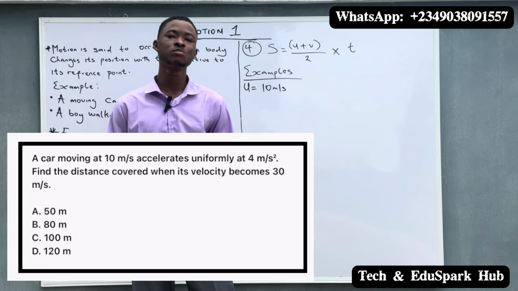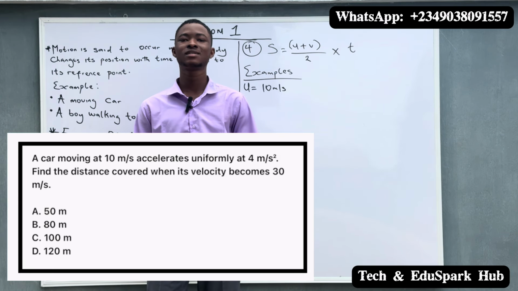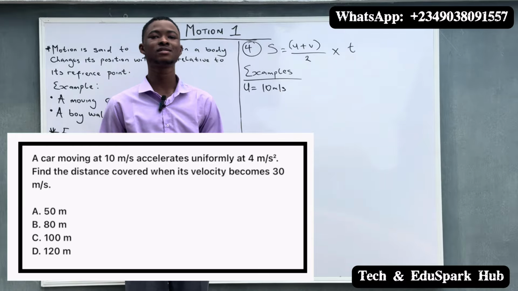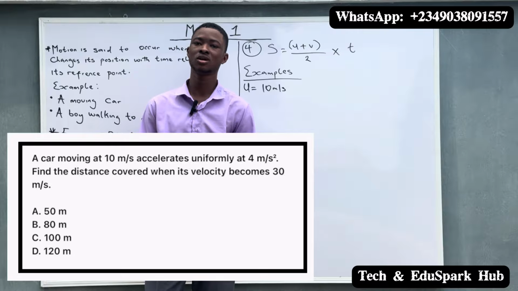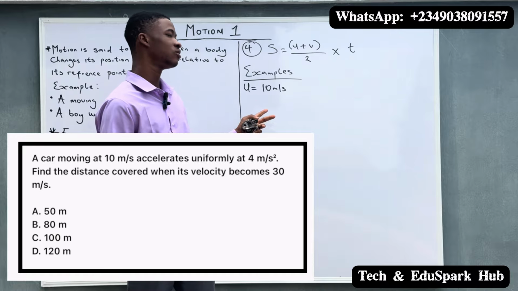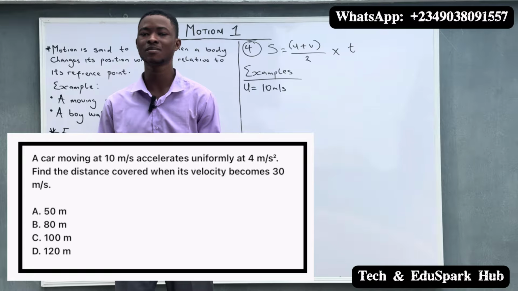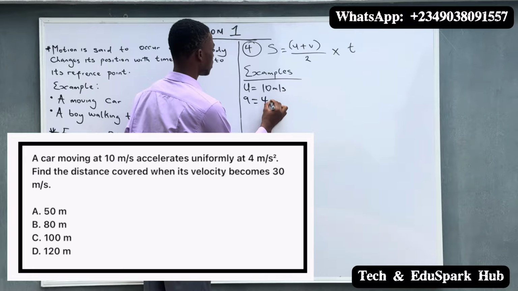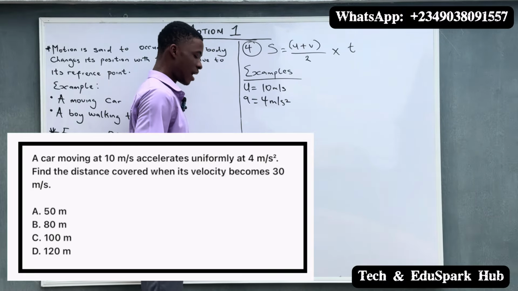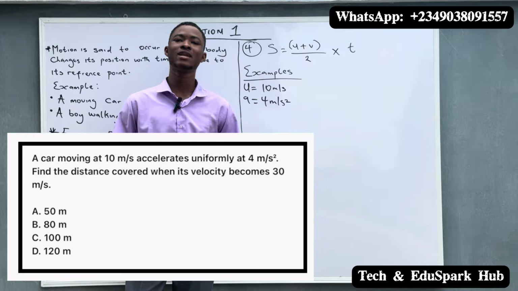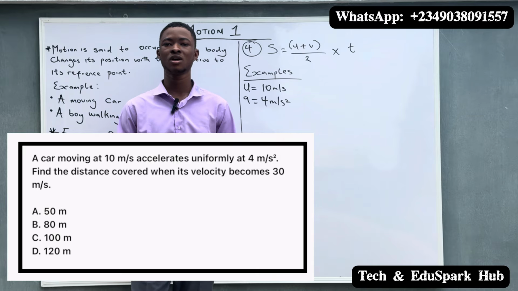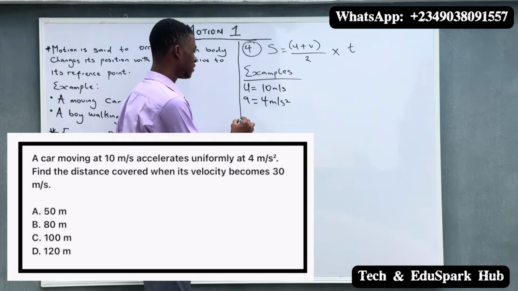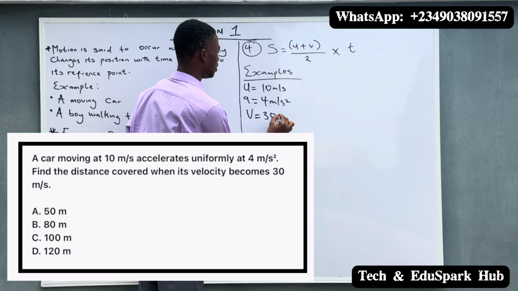So how is our u 10 meters per second and not 30 meters per second? The question says the car is moving at 10 meters per second and accelerating uniformly at 4 meters per second squared. So when the car is moving at 10 meters per second, that means the car is still in motion. It has not reached the final velocity yet. So that is why our u is 10 meters per second. So our a will be given as 4 meters per second squared. And the question says, find the distance covered when the velocity becomes 30 meters per second. So the velocity has reached 30 meters per second, which is the final velocity. So we have our big V equal to 30 meters per second.